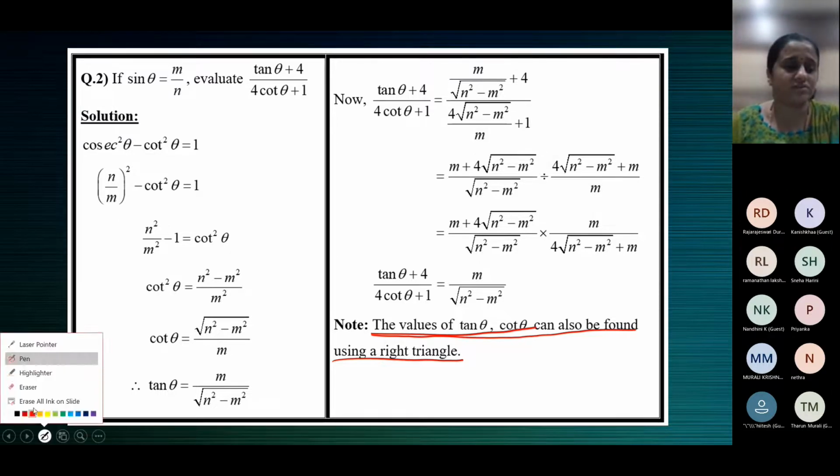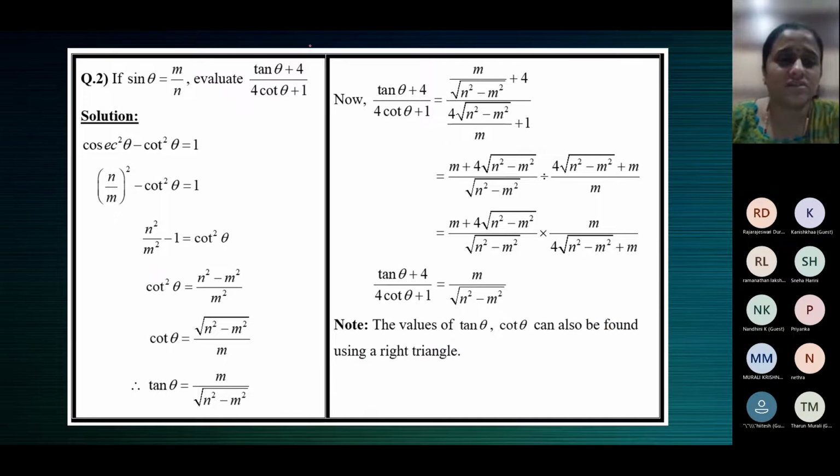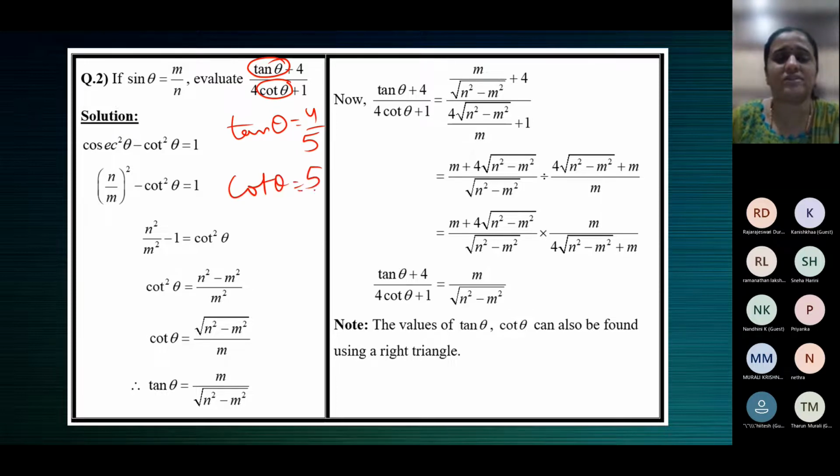So what you see here is, since you need the values of tan and cot to evaluate this expression, it's enough if you find tan or cot. Because if tan theta, supposing, is 4 by 5, cot theta is equal to 5 by 4. You know that. So it's not that you should find both tan theta and cot theta. It's enough if you find either one. If you get one, you can get the other reciprocally.